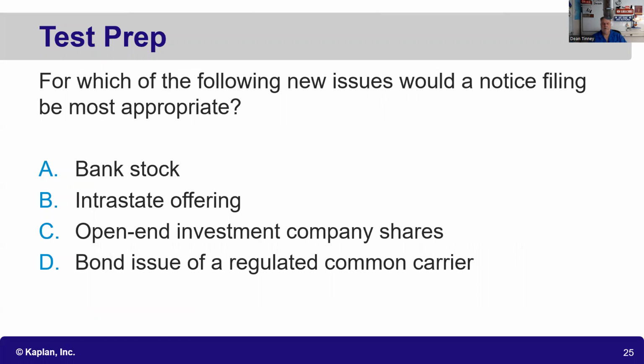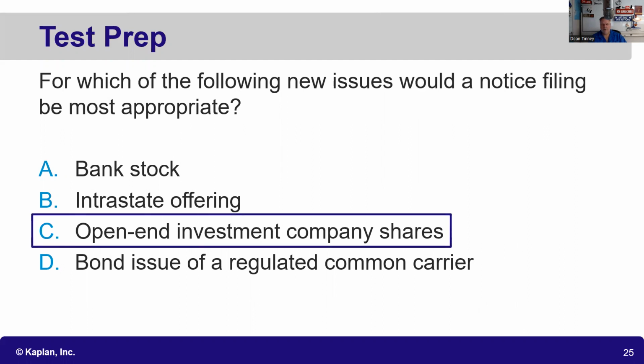For which of the following new issues would a notice filing be most appropriate? That's for federally covered securities. The big ones are mutual funds and New York Stock Exchange and NASDAQ. So the answer is C, as in Charlie.